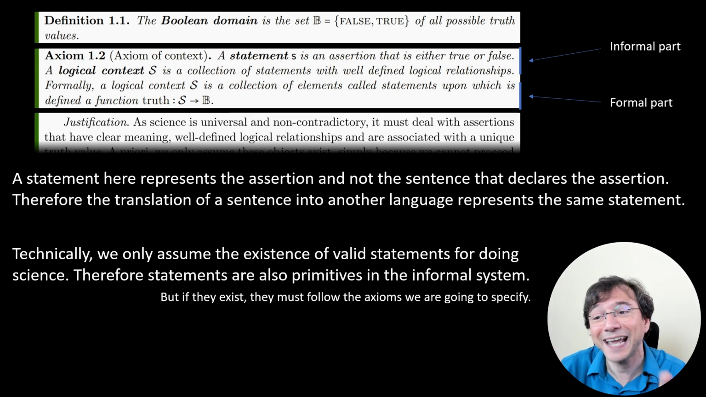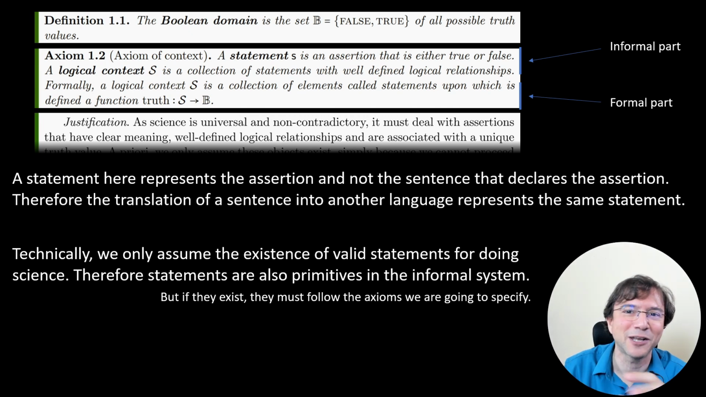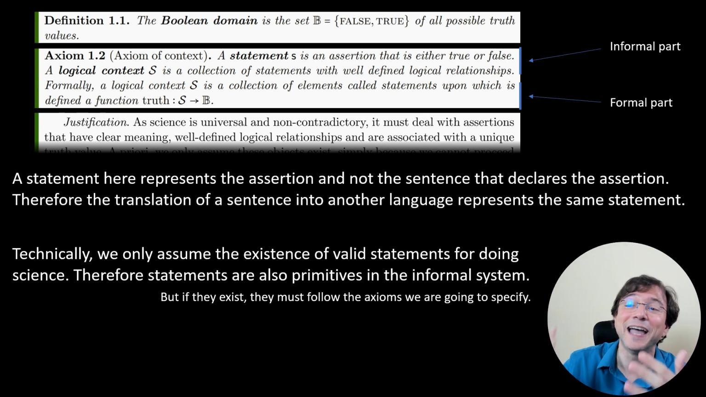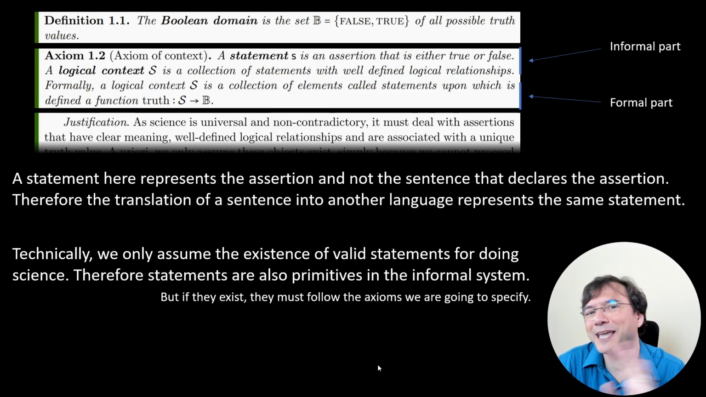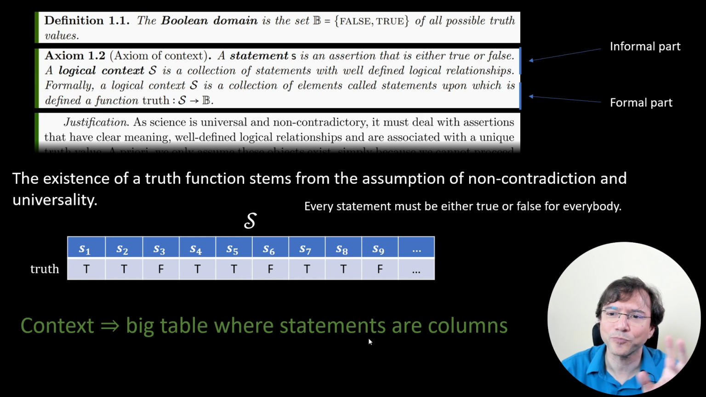But again, technically, and again, this is because we want our formal system to rely on the minimum set of assumptions possible. So technically, we're not even saying that these statements actually exist. We're basically saying that if they exist, then they must follow this pattern, and therefore they must obey this mathematical structure. So again, we save ourselves from some possible attack.